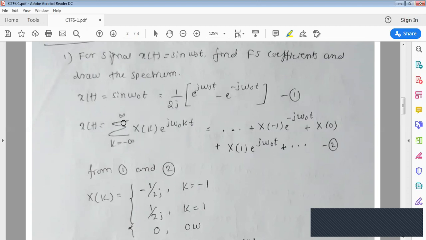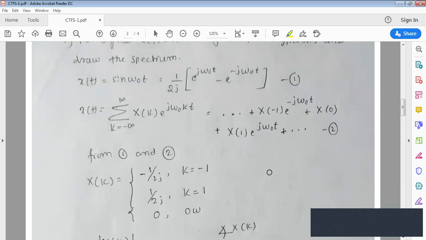So give minus 1. When you give minus 1, what happens? X of minus 1 into e power j omega naught into minus 1 into t. That's what I have written: X of minus 1 into e power minus j omega naught t, plus give 0, x of 0, this will become e power j0, that will become 1. So that is x of 0, plus give 1, x of 1 into e power j omega naught t, plus. See here, if you give 2, it will become e power j 2 omega naught t, here e power minus j 2 omega naught t, and so on and so forth.